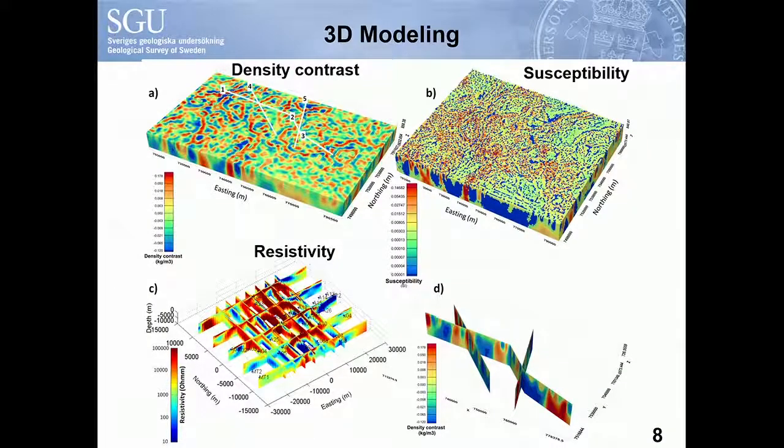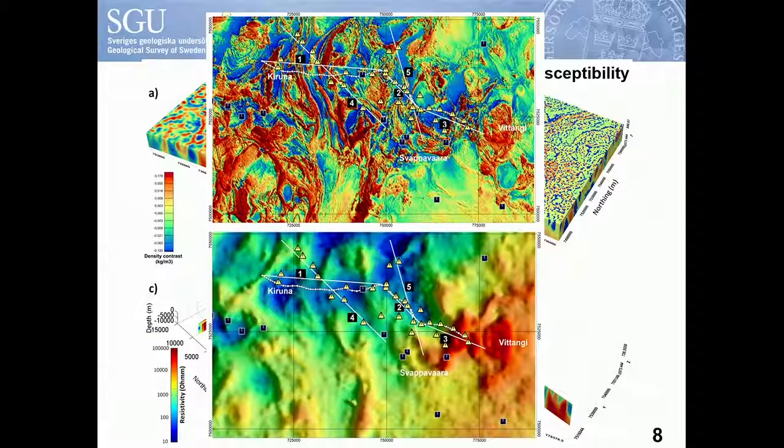Here you see the results of this 3D modeling: density contrast, susceptibility, resistivity. And then we thought the best thing is to compare the results along sections along seismic lines. Maybe they are not so clear here, I will show it in the next picture. Here we have these seismic lines, and you see the MT stations. I have selected in this presentation 3 sections to compare different models.